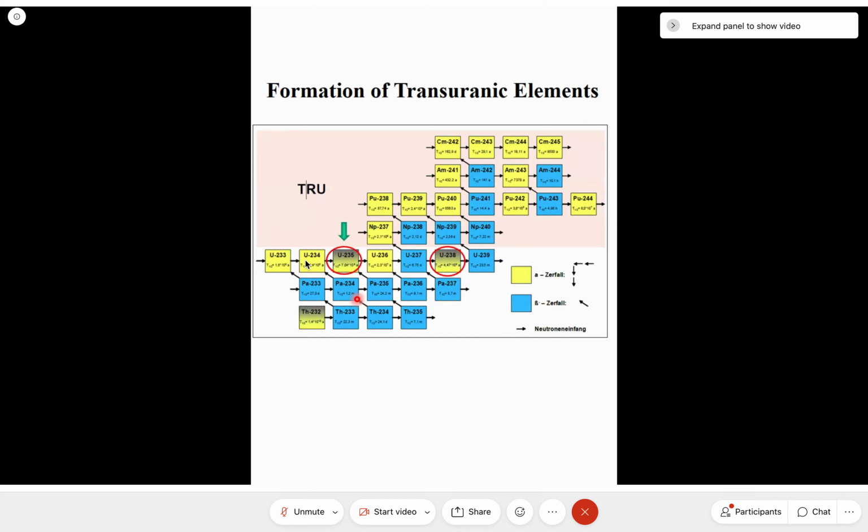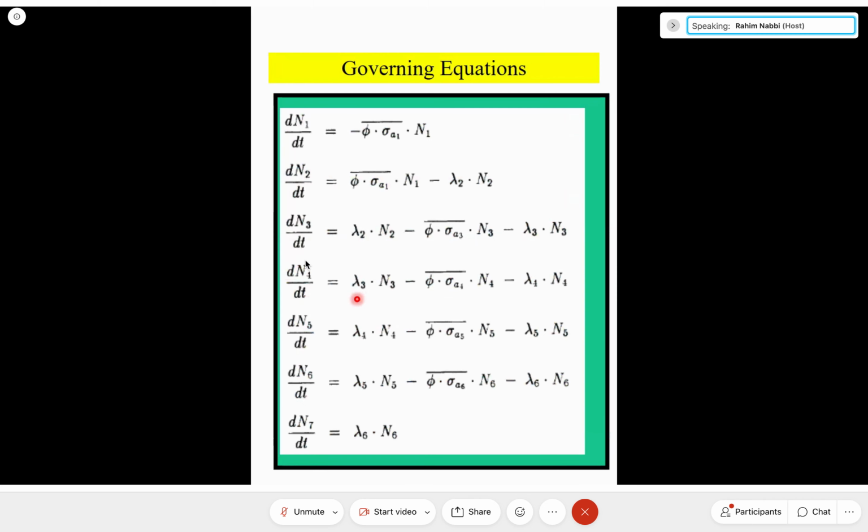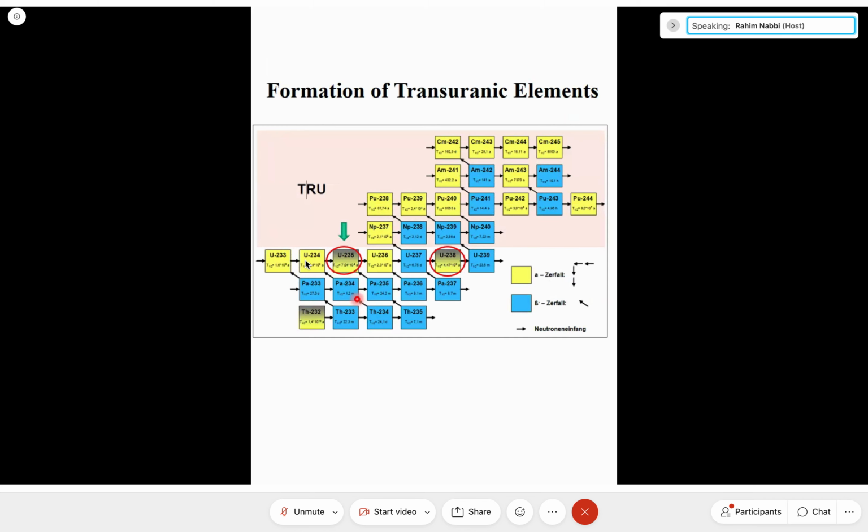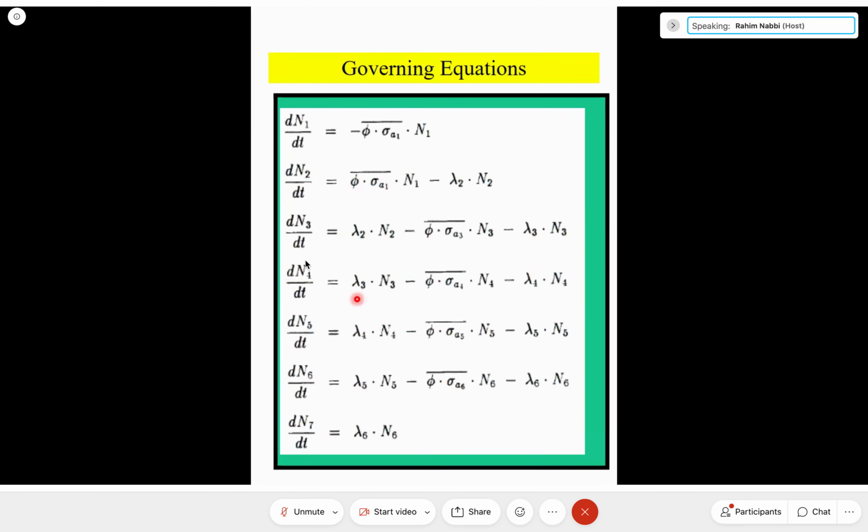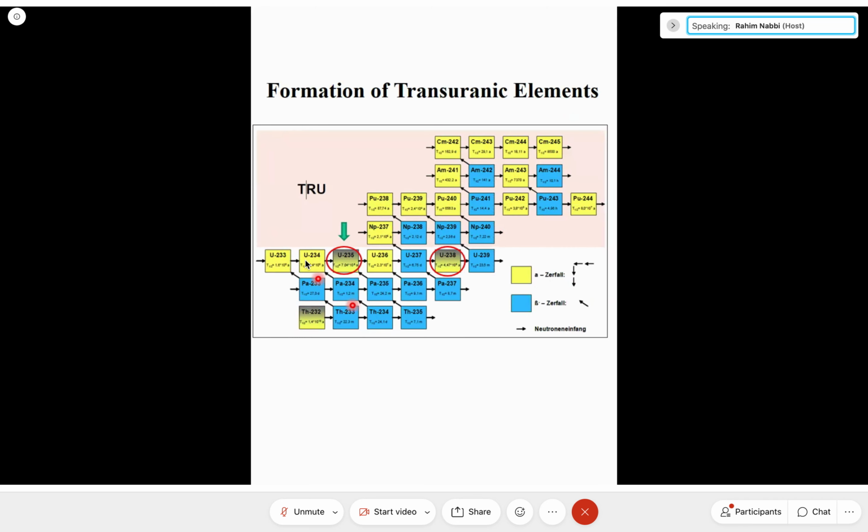So, now, you remember this chart, many nuclides, and we saw only some part of them. Now the question is, it has to be solved in a very general way. You see here, again, a set of differential equations. And if you start here, for example, with thorium, some reactors are loaded with thorium.